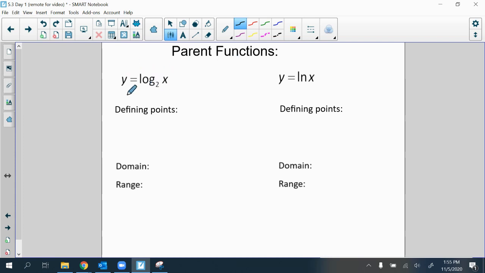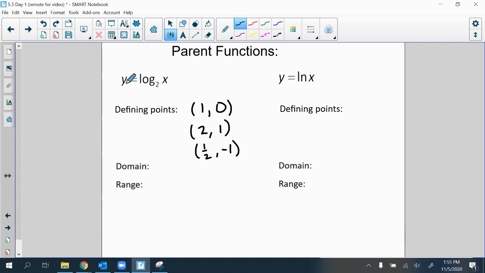Anyway, the parent functions, these are things that you learned about in Honors Algebra 2, so this is not something that's new. Y equals log base 2 of x, y equals natural log of x are generic functions for this. The defining points: if you substitute in 1 for x, you will get 0. If you substitute 2 in for x, you will get 1. And if you substitute in 1/2 for x, you will get -1.